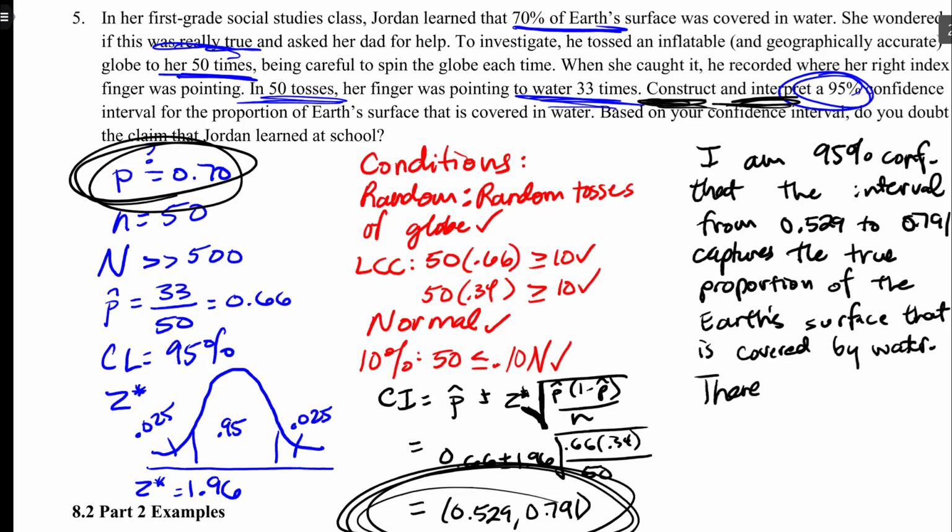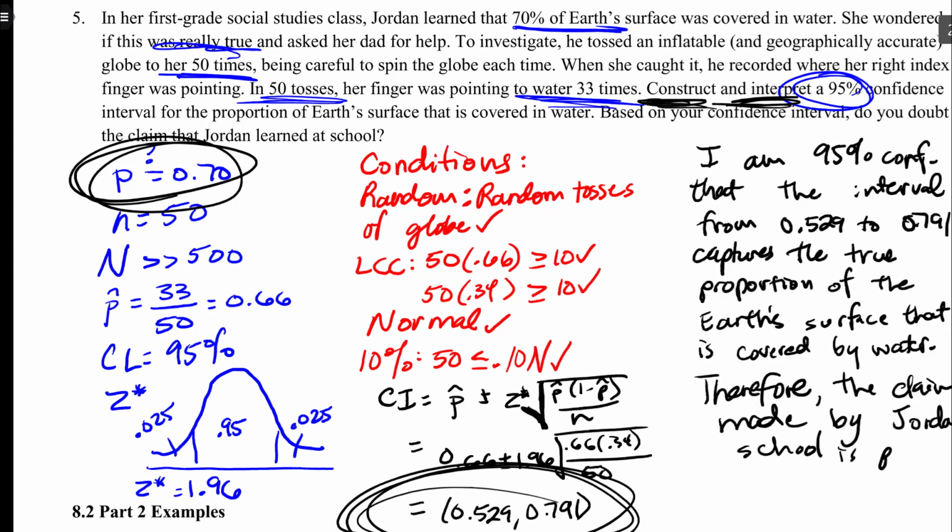So we can say, therefore, the claim made by Jordan School is plausible. 0.70 is in the interval.